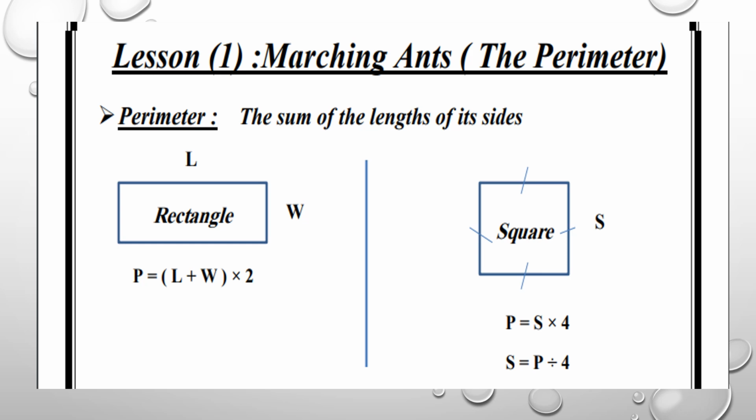What if we wanted to get a side and we have a perimeter? In this case, we will divide the perimeter by 4 to get the side length.